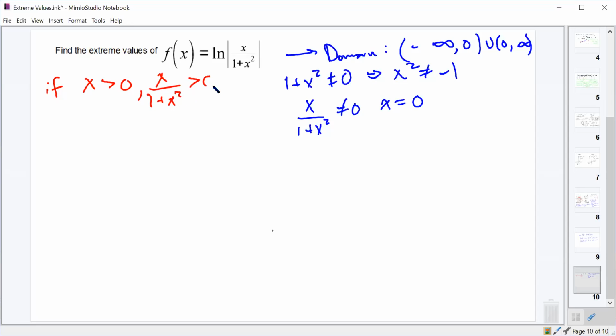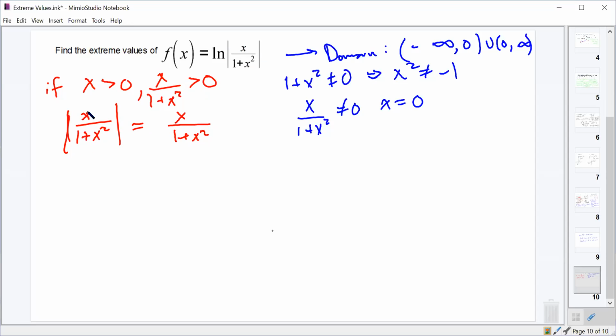It should also be greater than 0, right? Because the denominator, no matter what x value I plug in, is going to be positive. True? And if I plug in a positive for x, then the top's going to be positive also. So if x over 1 plus x squared is greater than 0, then what is the absolute value of x over 1 plus x squared equal to? It's just equal to itself, right? It's equal to x over 1 plus x squared.